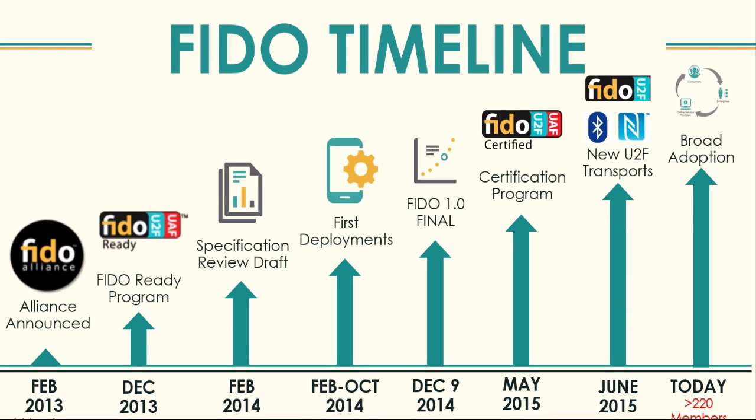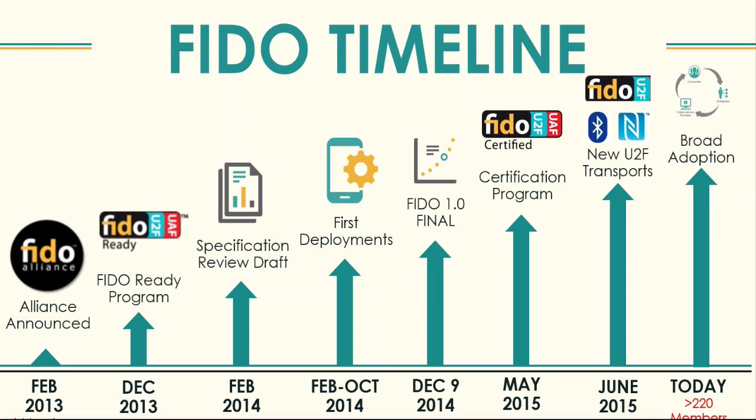So here's a look at the timeline for FIDO. You can see that from February 2013, when the Alliance was announced, till today, we've grown membership at a pretty rapid rate. We've had these milestones along the way. Our FIDO Ready program, which has now been eclipsed by our FIDO certification program, came online in May of 2015. Our specification review drafts came in February of 2014, and first deployments shortly thereafter. I'm sorry, I missed the FIDO 1.0 specs there that were released formally in December of 2014. And then this past June, we added new U2F transports for Bluetooth and NFC. And today we're seeing broad adoption, and we'll look at that in some other slides.